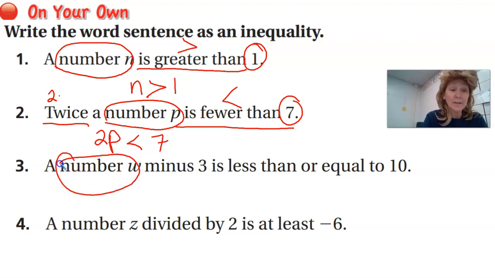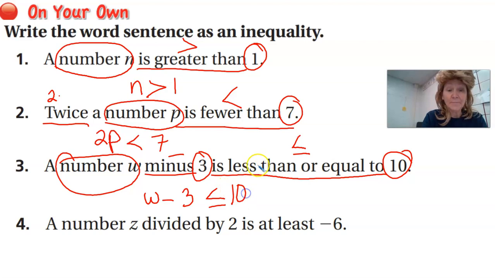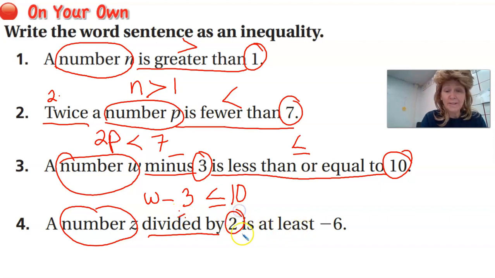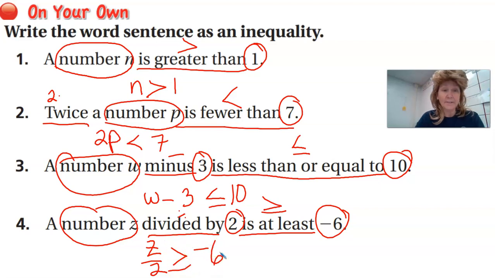And then number W minus 3 is less than or equal to 10. Minus is minus. It's not a turnaround word. Is less than or equal to looks like that. So I have W minus 3 is less than or equal to 10. Next, number Z divided by, there's my division symbol, 2 is at least. That's the minimum. And then -6. So I have Z divided by 2 is at least -6.